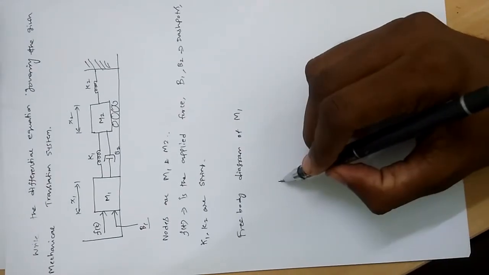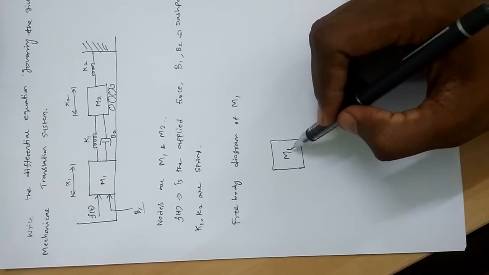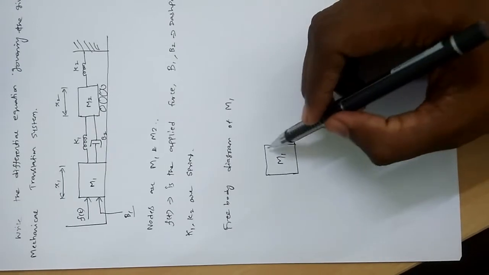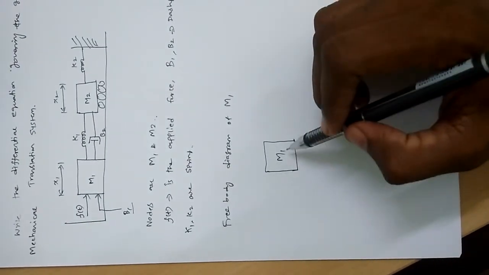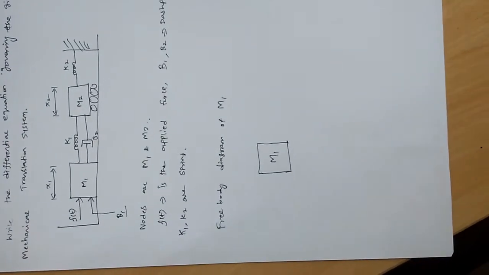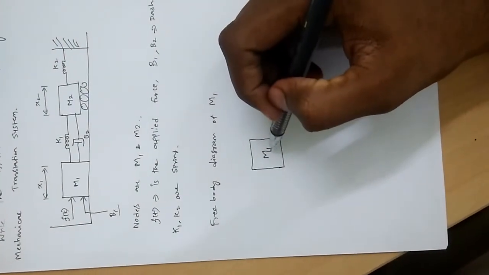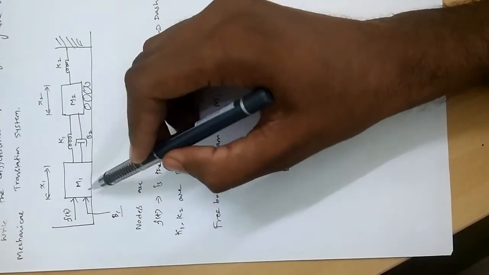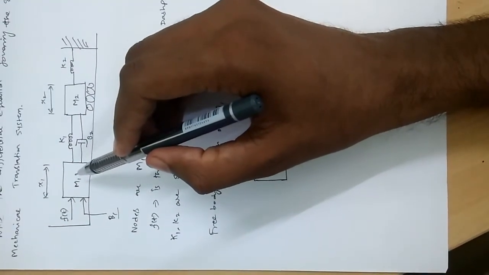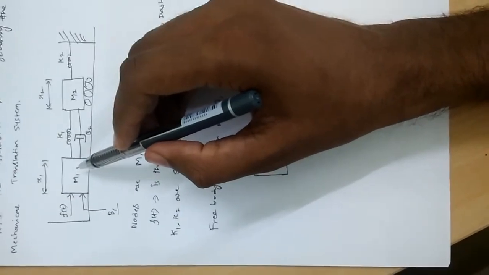So simply you have to draw one block of m1. You have to list out the forces that act on m1. In the free body diagram of m1, the forces acting on this element you have to represent. So how do you represent? You have to recall the force balance equations. For that you have to look at the problem. What are the elements connected with m1? That is the first thing you have to see. What are the elements attached with m1?